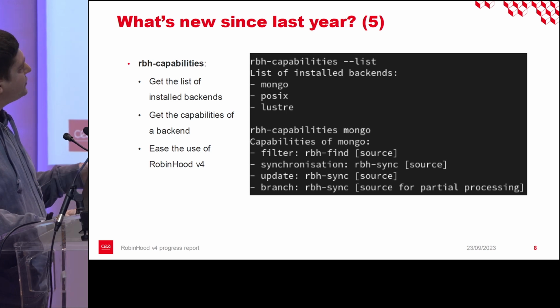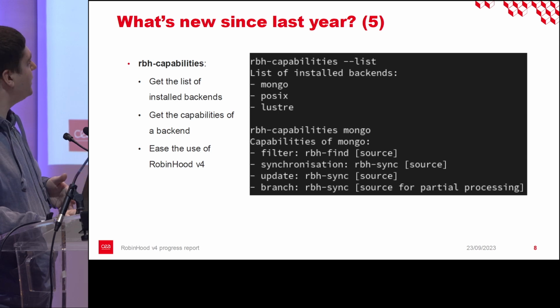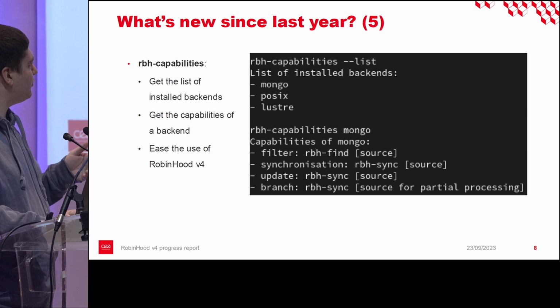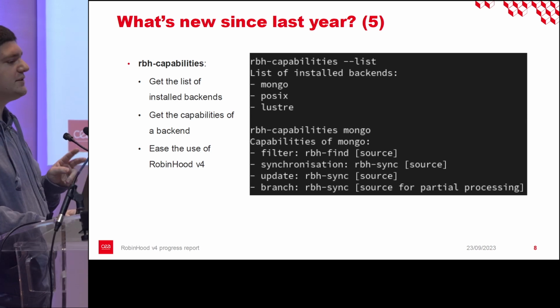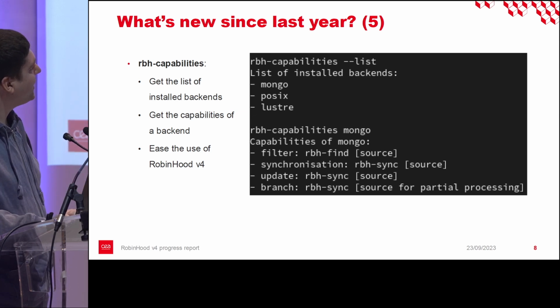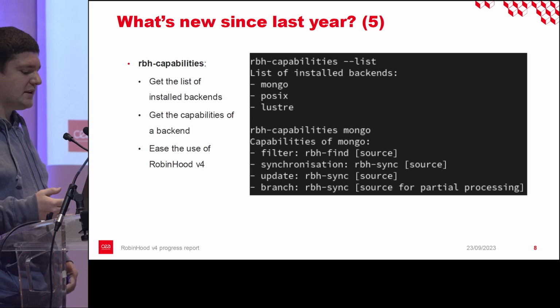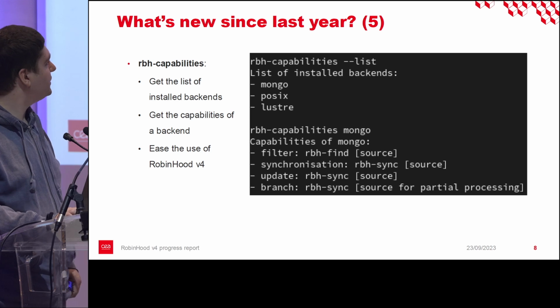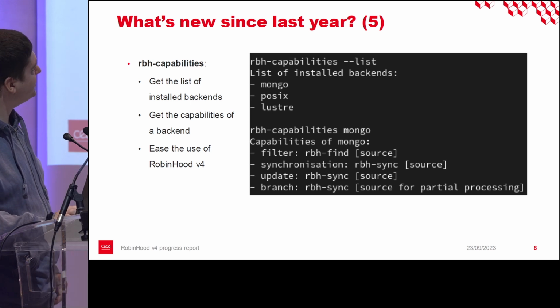Now we also created new tools for RobinHood and centered around RobinHood. The first one is IBH capabilities, which is a tool mainly to ease the use of RobinHood 4 by providing two things. The first is the ability to get the list of installed backends. This is done with the --list, and we list all installed backends in the standard library path that we have on the system. For instance, here you can see we have Mongo, PostGIS, and Lustre.